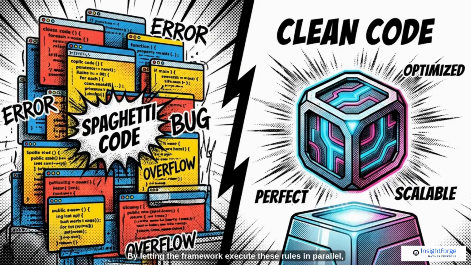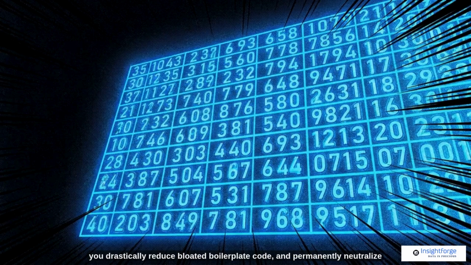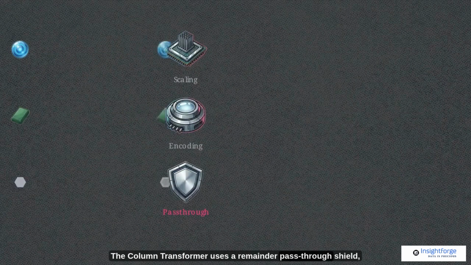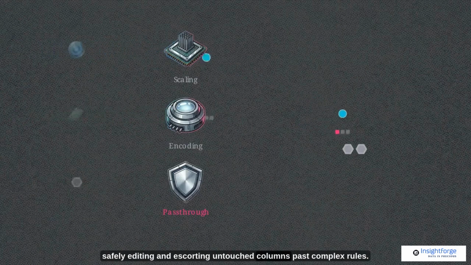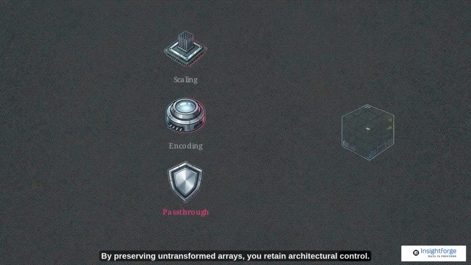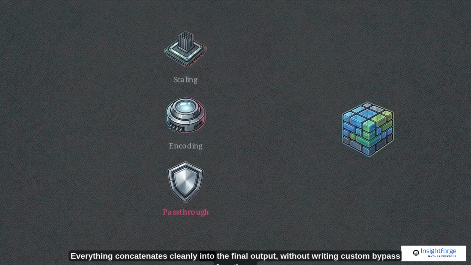By letting the framework execute these rules in parallel, you drastically reduce bloated boilerplate code and permanently neutralize the risk of catastrophic dimension mismatches by completely removing human index tracking. Beginners often assume that every single piece of incoming data requires mathematical transformation during pre-processing. That assumption is highly dangerous. The column transformer uses a remainder pass-through shield, safely escorting untouched columns past complex rules. By preserving untransformed arrays, you retain architectural control. Everything concatenates cleanly into the final output without writing custom bypass functions.